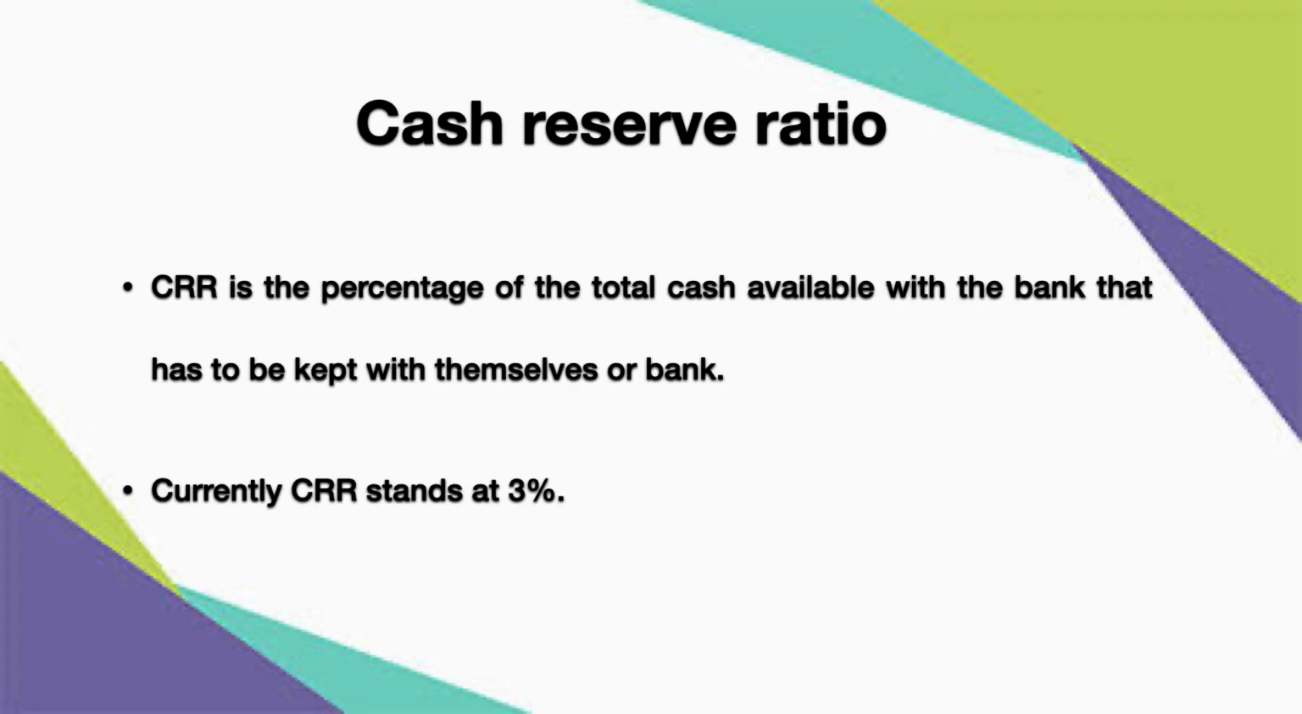Next one, cash reserve ratio. In short, it is called CRR. It is the percentage of the total cash available with the bank that has to be kept with themselves or the bank. Now here, cash reserve ratio currently stands at 3%.